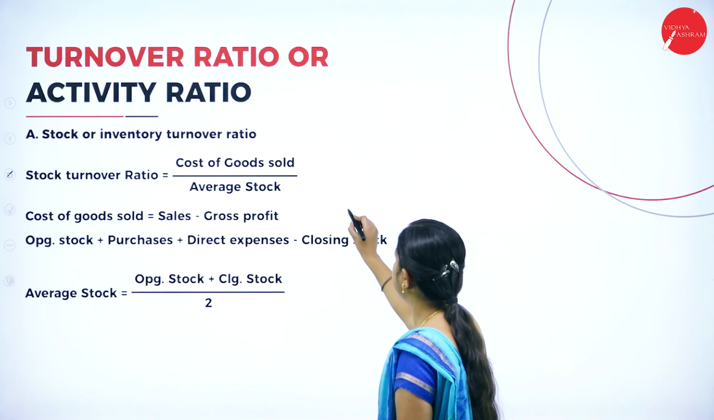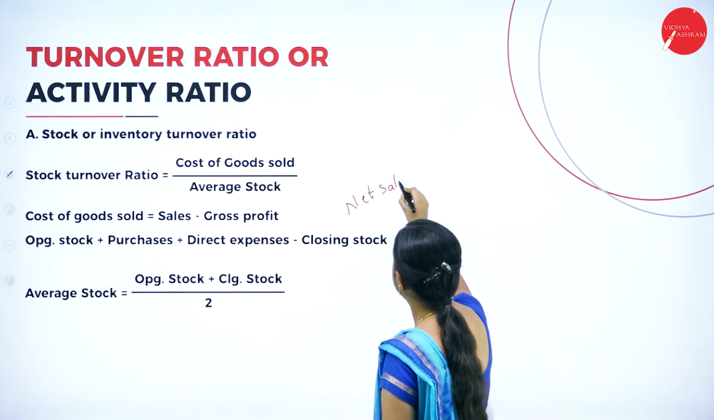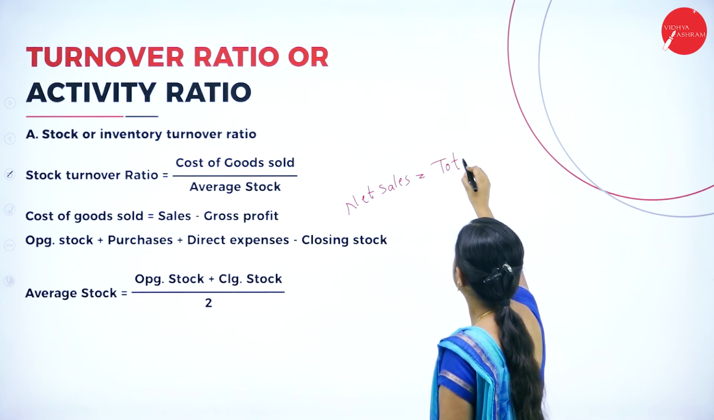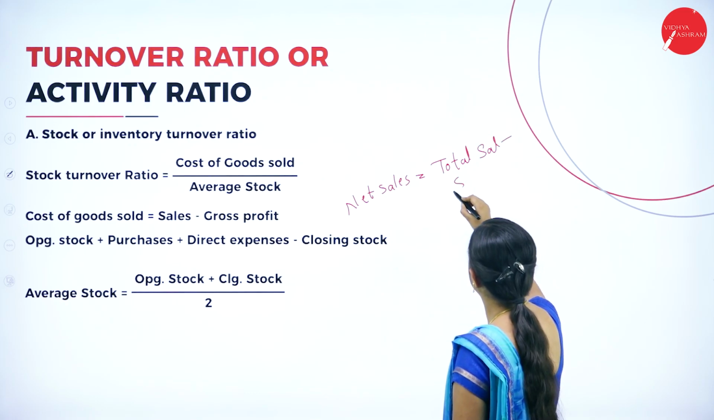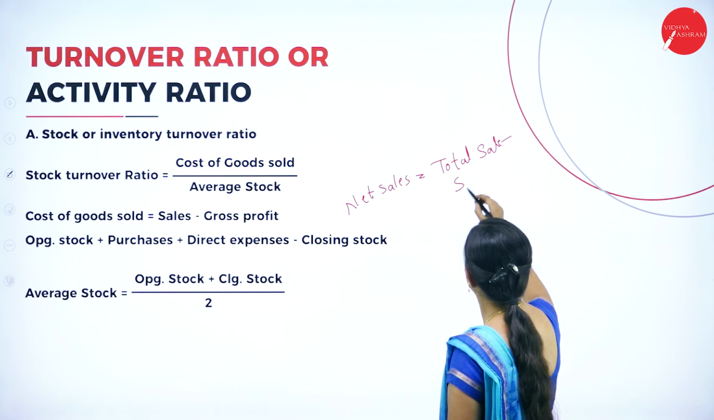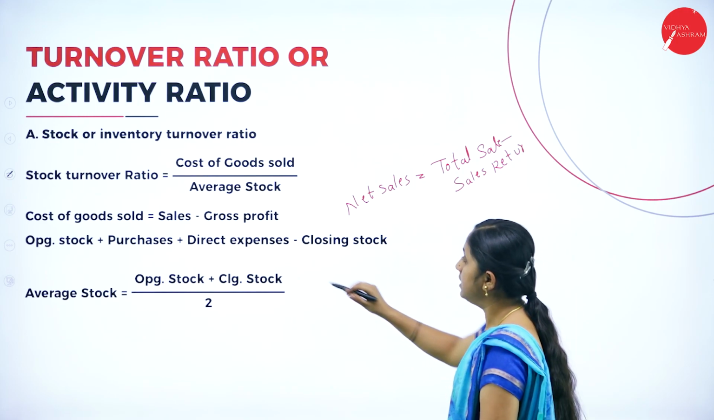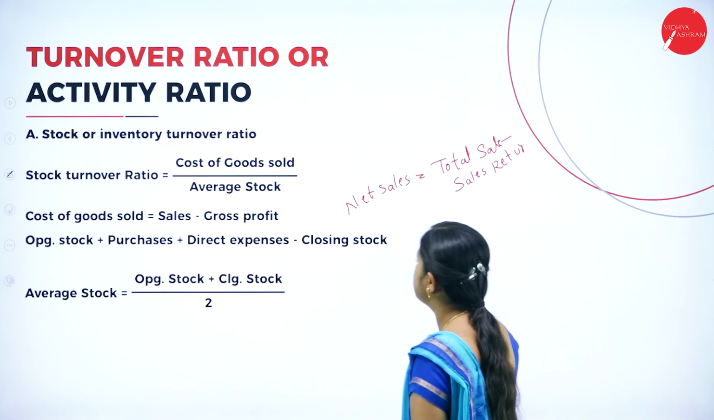Here sales means net sales. Net sales is equals to total sales minus sales return. Here sales is equals to net sales. Net sales means total sales minus sales return.